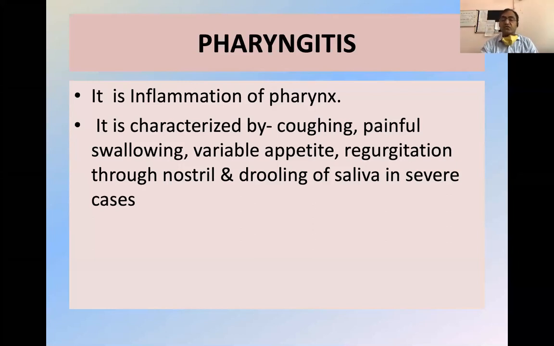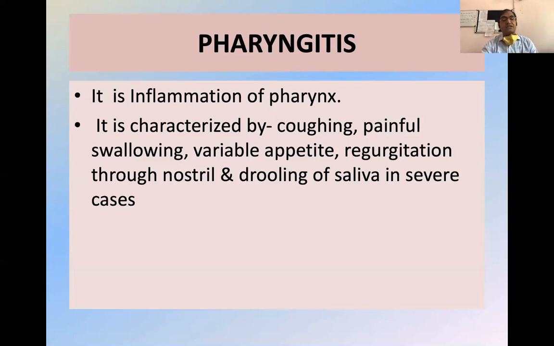So first you have to make a diagnosis, whether this coughing is due to pharyngitis or due to some respiratory problem, because in both conditions you will get the symptom of coughing. So this is the first sign you will get. Then painful swallowing, as we discussed in the previous class also. When we suffer from a running nose, from a cold, on the first and second day how much difficulty we have when we drink water, when we eat food, we feel some pain in this region.